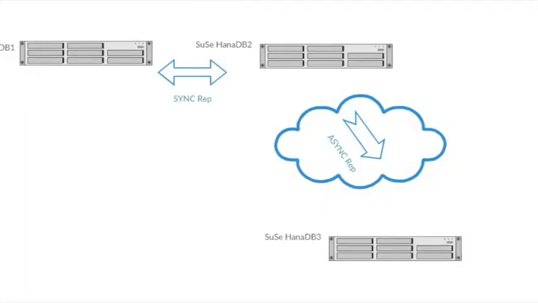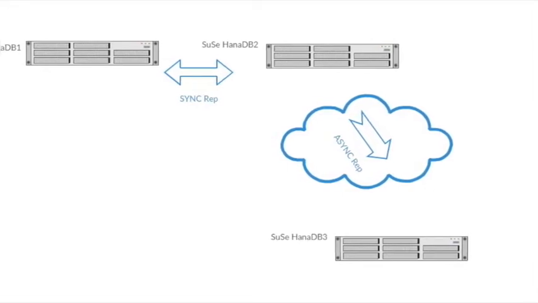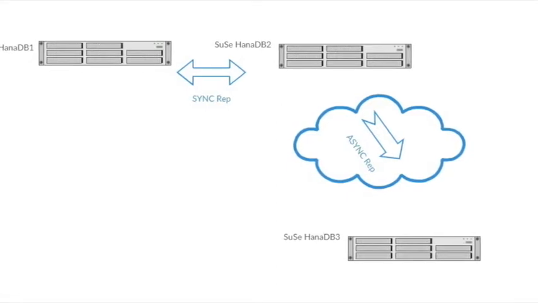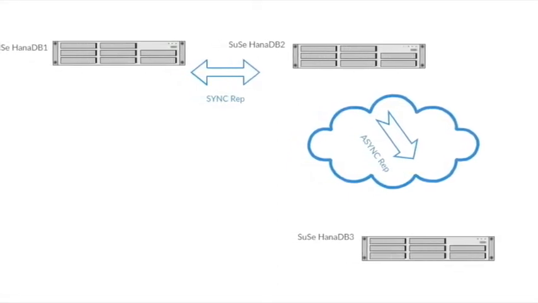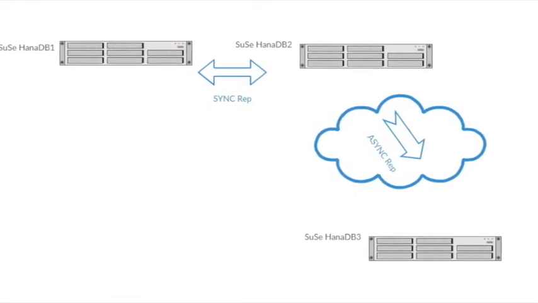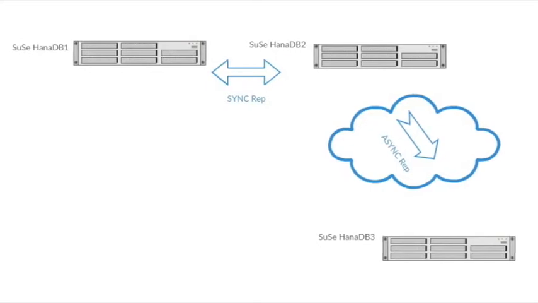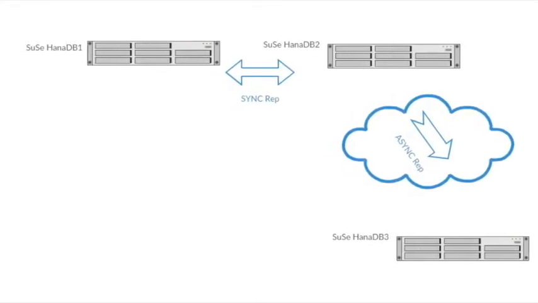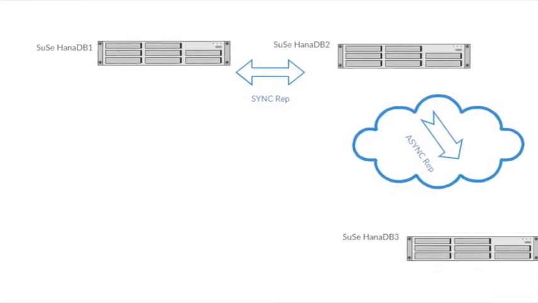My setup consists of 3 virtual machines, and this will be a 3-tier setup. The first 2 virtual servers are running in the same physical box, and I will be doing a sync replication in between them. The third SUSE Linux Enterprise Server for SAP Applications runs on another box, and I will be doing the async replication.